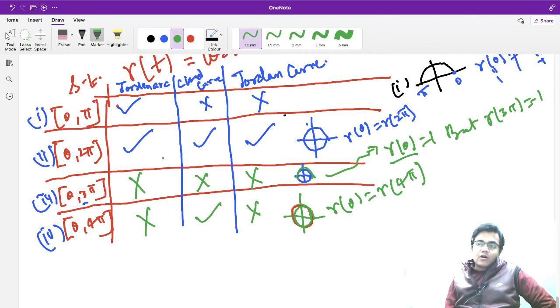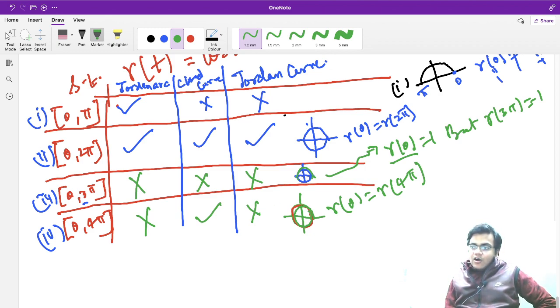A curve may be all of these three: Jordan arc, closed curve and Jordan curve. Or a curve may be neither Jordan arc nor closed curve nor Jordan curve. Or a curve may be a closed curve but neither Jordan arc nor Jordan curve. So any curve may be of any kind, isn't it?